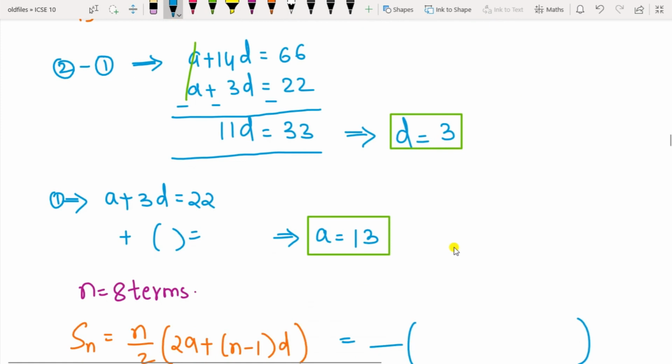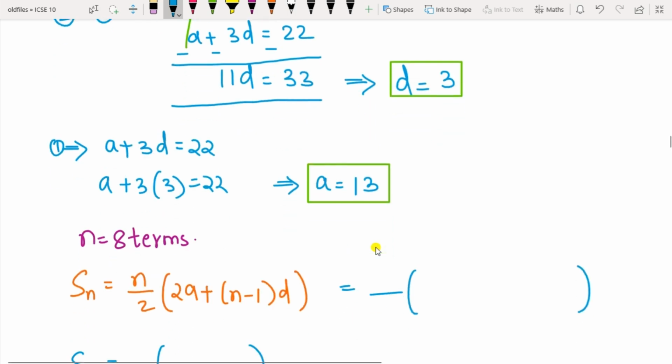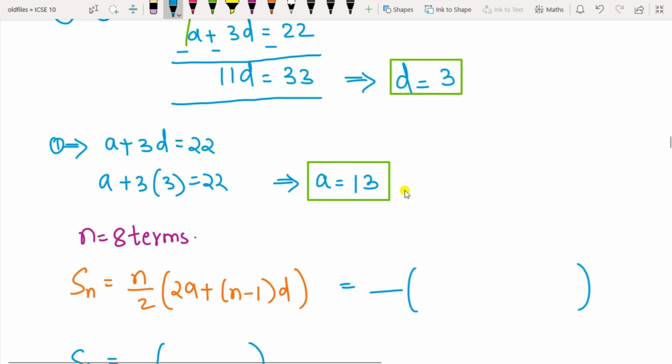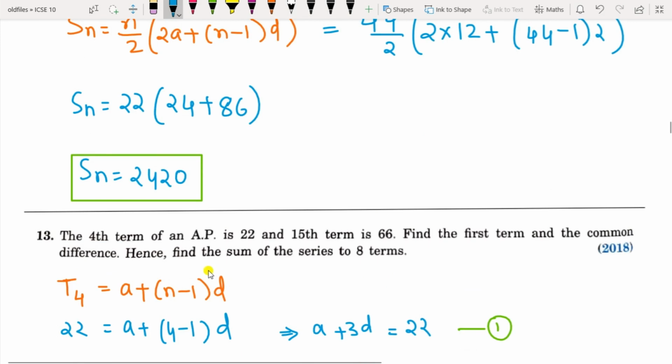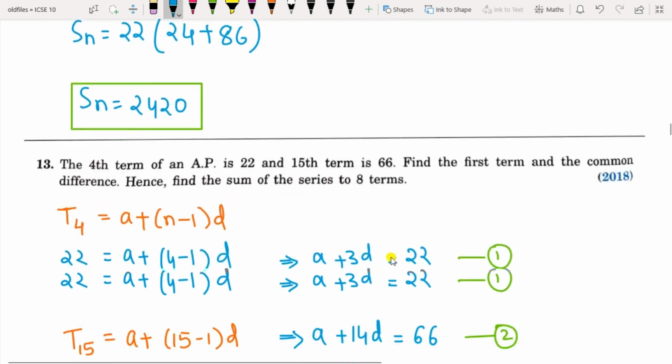Now substitute the value of d as 3 in any one of these equations. I have considered the first equation here. Therefore a plus 3 into 3 is 22. Therefore a will be 13 here, that is 22 minus 9 is 13. Now the next question here, hence find the sum of the series to 8 terms.